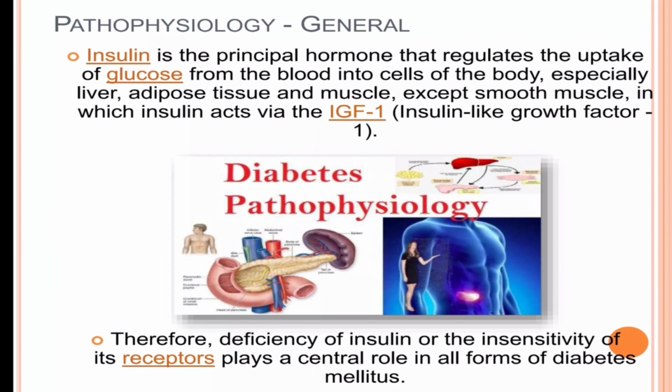Next is the pathophysiology. Generally, insulin is the principal hormone that regulates the uptake of glucose from the blood into cells of the body, especially liver, adipose tissue, and muscles, except the smooth muscles, in which insulin acts via IGF-1, insulin-like growth factor. Therefore, deficiency of insulin or insensitivity of its receptors plays a central role in all forms of diabetes mellitus.